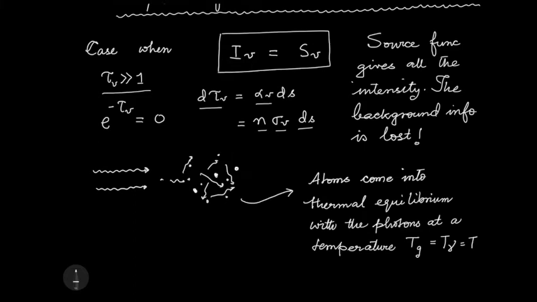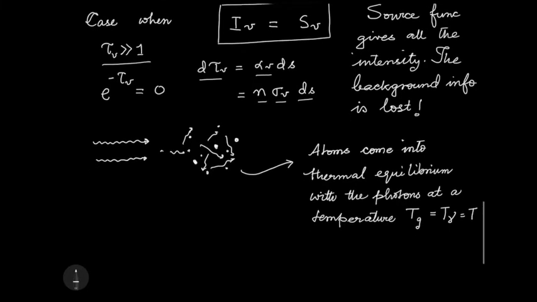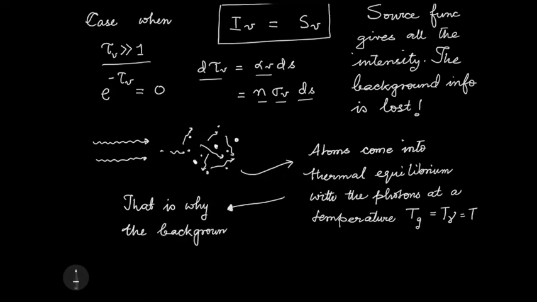So basically, the radiation has collided so many times with the atoms there, and then the atoms may have radiated again, and those get absorbed. And this has happened so many times because tau is large and the number of collisions is large, that the energy of the radiation and the atoms get enough time to redistribute amongst themselves. That is the reason why the background information is lost.